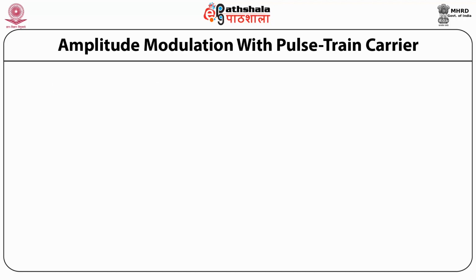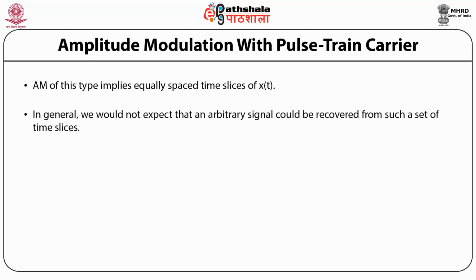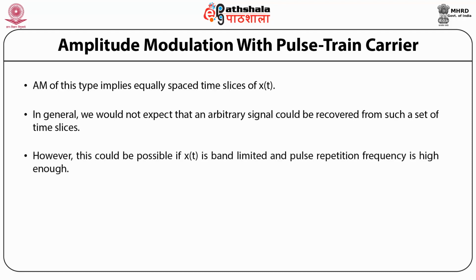Amplitude modulation with pulse train carrier. So AM of this type implies equally spaced time slices of x(t). In general, we would not expect that an arbitrary signal could be recovered from such a set of time slices. However, this could be possible if x(t) is band limited and the pulse repetition frequency is high enough.